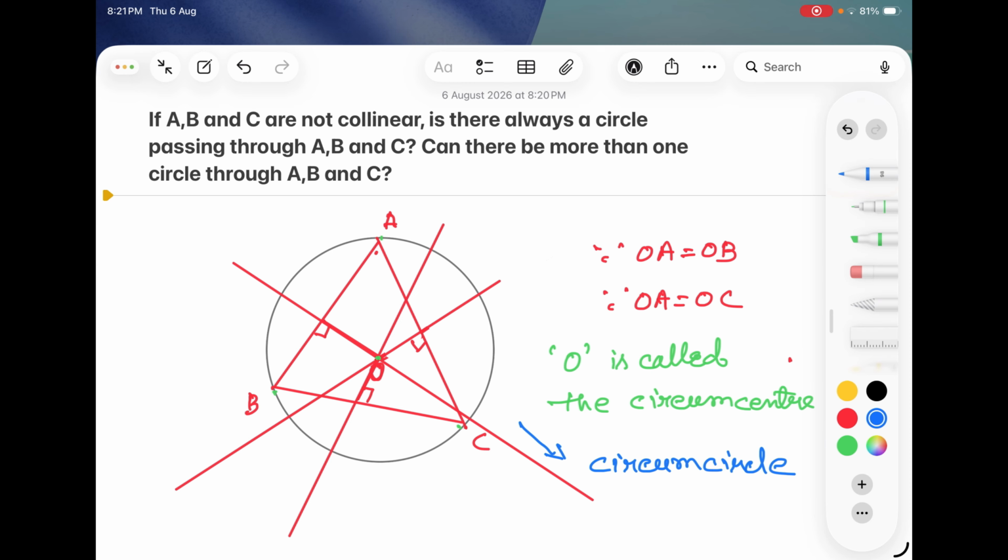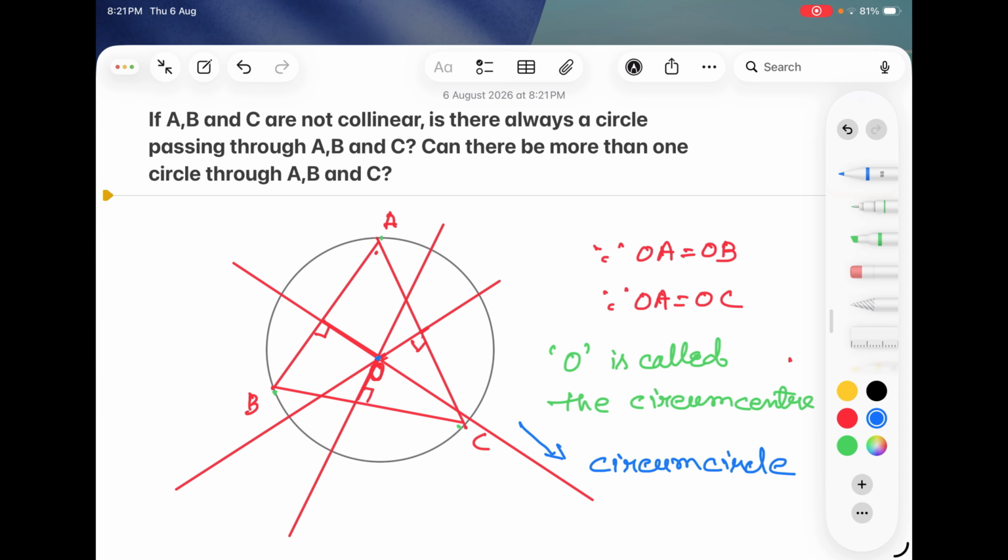The second part of this question is, can there be more than one circle through A, B and C? The intersection point of the perpendicular bisectors of AB and BC is a single point. O is a single point. There is no other intersecting point, only one single point. That's why we can draw only one circle through the non-collinear points A, B, C.